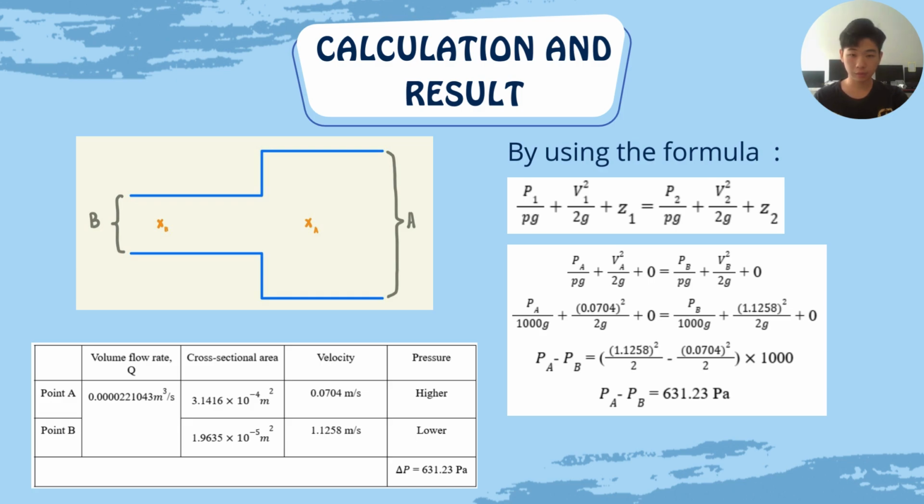After we calculate the velocity, we can use the Bernoulli equation to calculate the pressures. Using the formula to calculate the pressure difference, which is 631.23 pascals, we can know that the pressure at point A is higher than at point B, and the water velocity at point A is lower than at point B.